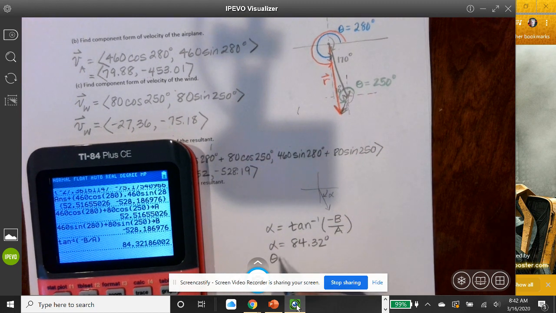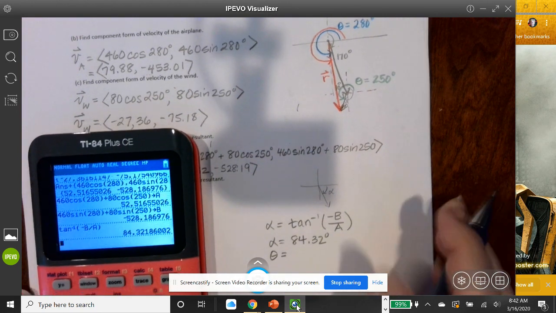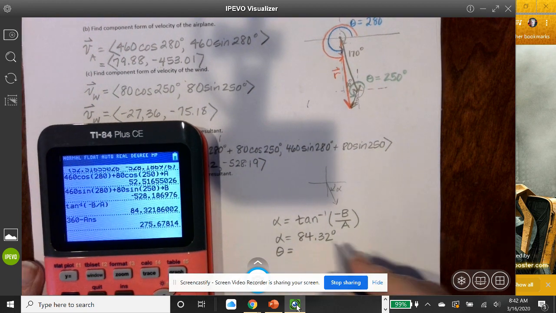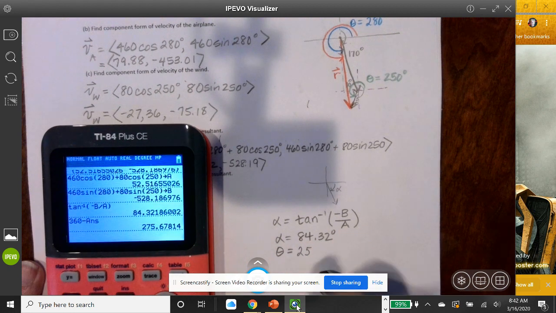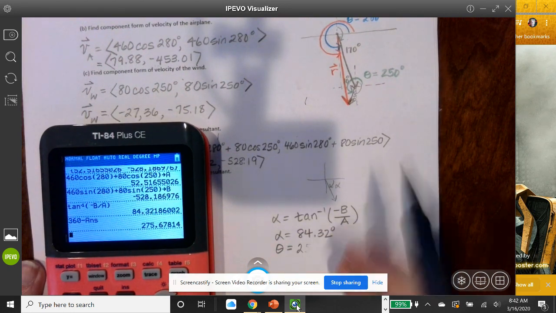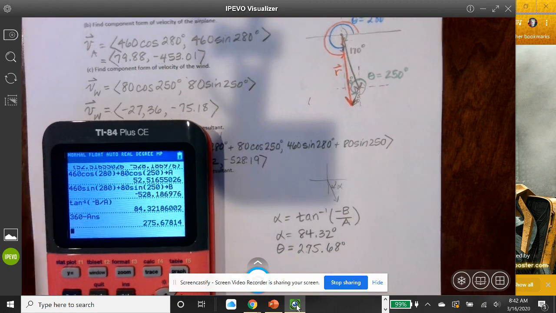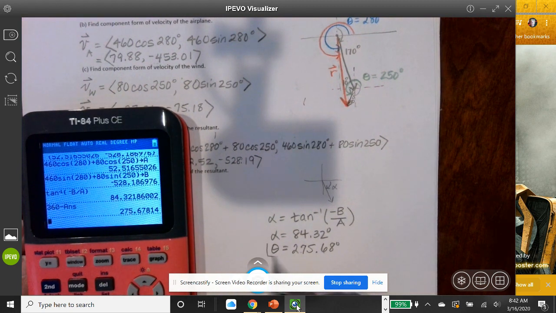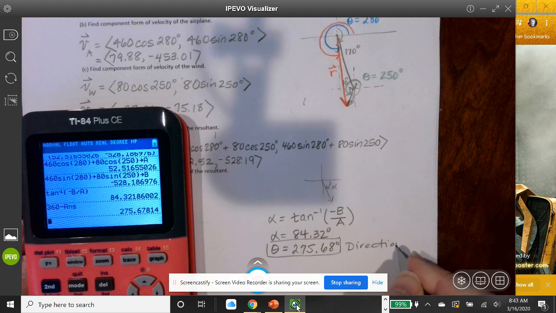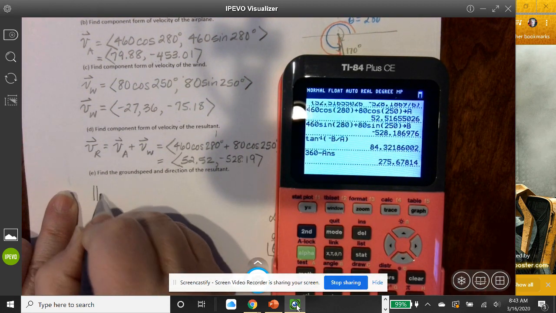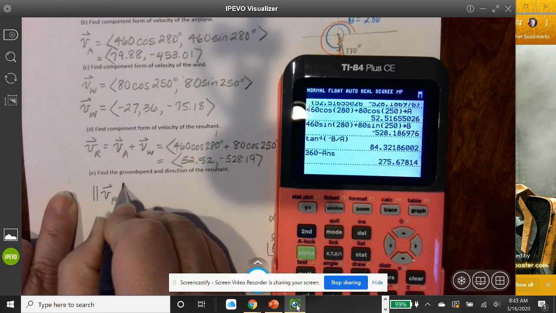But what is theta? Well, since this is in the fourth quadrant, theta is going to be 360 minus our answer there, which is 275.68 degrees. I've got writing dyslexia today. Okay, so now I've got to find the magnitude, right? Because we've got the direction of our resultant. And the ground speed is going to be the magnitude of the resultant.